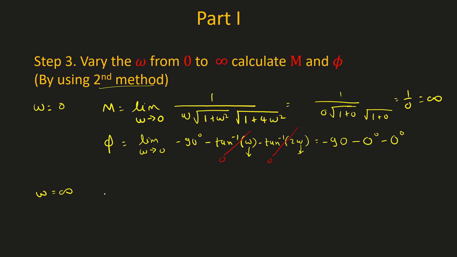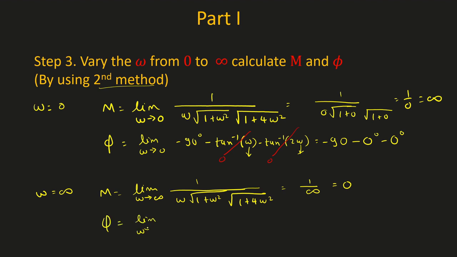Then magnitude and phase at ω equal to infinity. We put the same thing, limit ω tends to infinity of 1 upon ω square root of 1 plus ω square, square root of 1 plus 4 times ω square. So putting ω equal to infinity in this equation, we'll get 1 upon infinity, that is equal to 0. And similarly for phase, limit ω tends to infinity of minus 90 degree minus tan inverse of ω minus tan inverse of 2 times ω. So if we put ω equal to infinity, what we will get is minus 90 degree minus tan inverse of infinity, that is minus 90 degree, minus tan inverse of infinity, 90 degree. So total minus 270 degree.